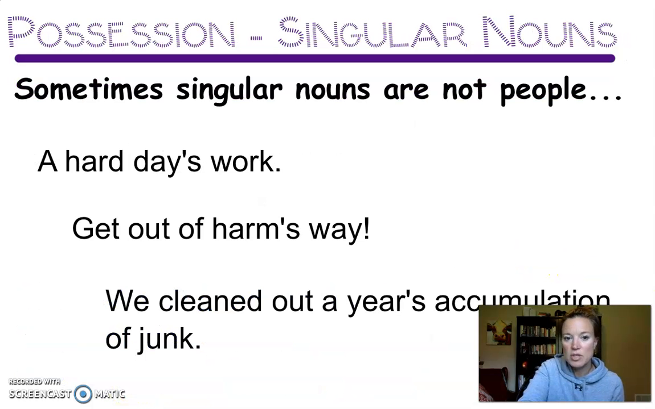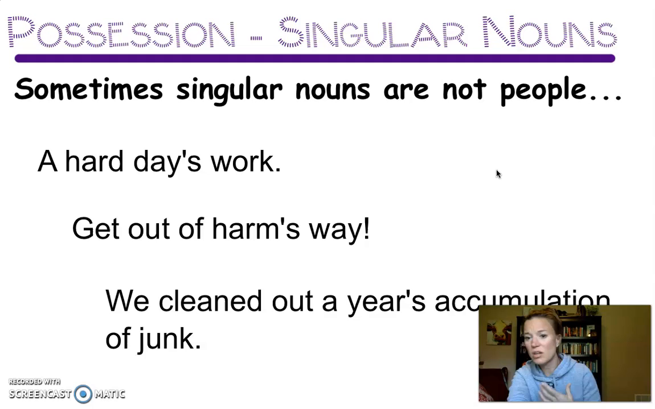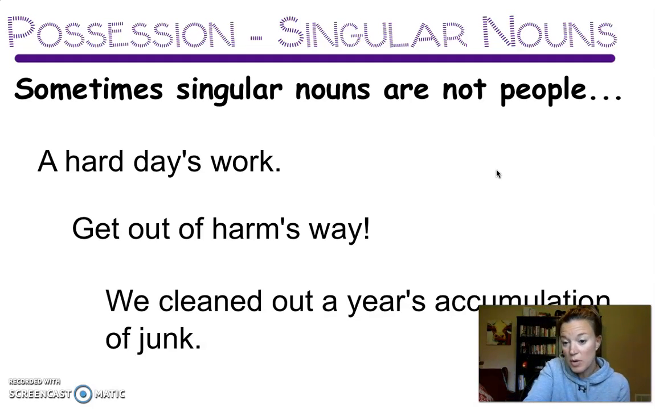It gets a little bit tricky, you guys, because sometimes possession is not always a person. In most cases, you know, the lady's hat, the lady owns the hat. The dog's toys, the dog owns the toy. The boy's ball, the girl's bike. In all of those cases, it's a person who is owning whatever comes next. And so we use the apostrophe. But sometimes it doesn't have to be a person.